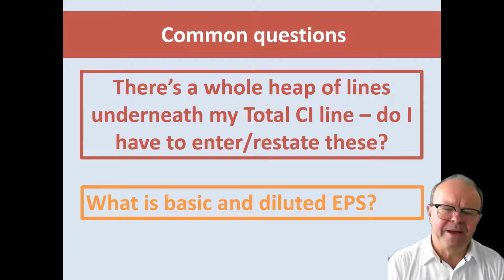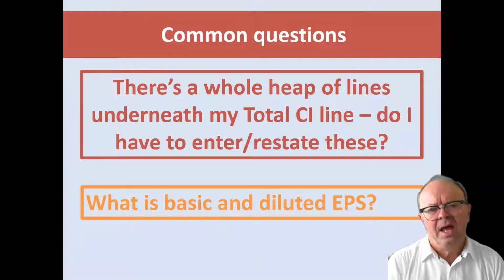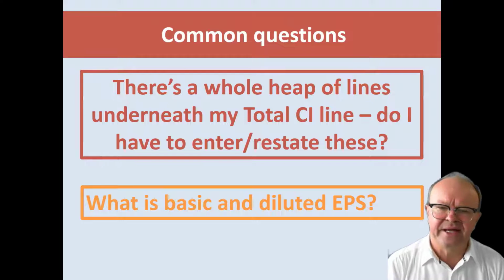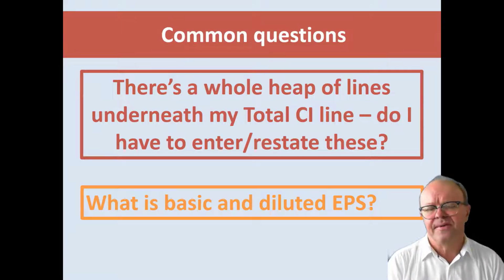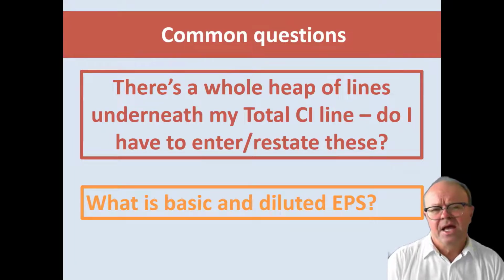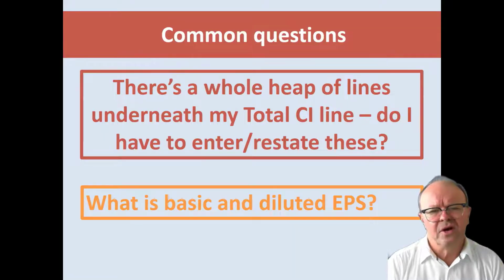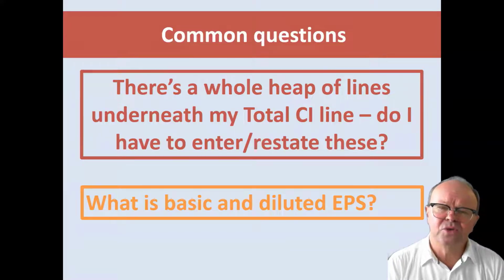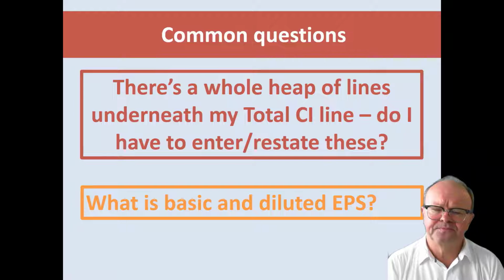And some people ask, well, what is basic and diluted earnings per share, EPS, earnings per share? Basic earnings per share is your net profit after tax divided by the number of shares. Diluted earnings per share is where the number of shares is diluted for any options that are outstanding. Your firm might have issued some options, perhaps to senior staff or other situations. And those options give the holder the option to exercise that option to buy those shares at a certain price.